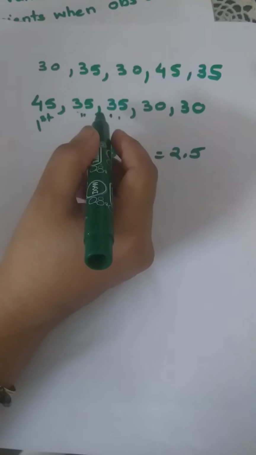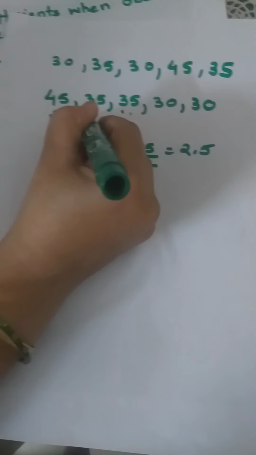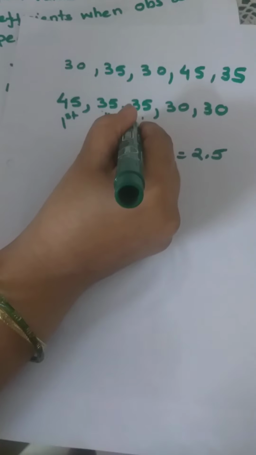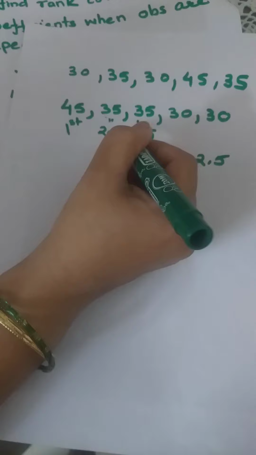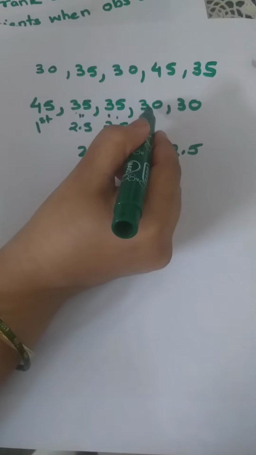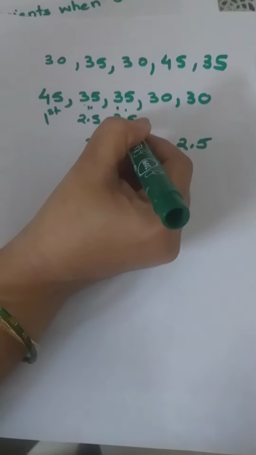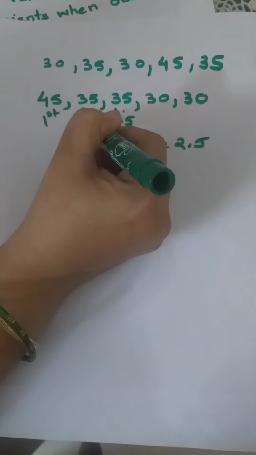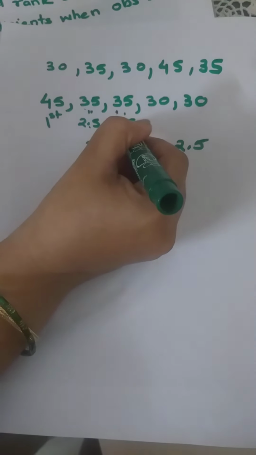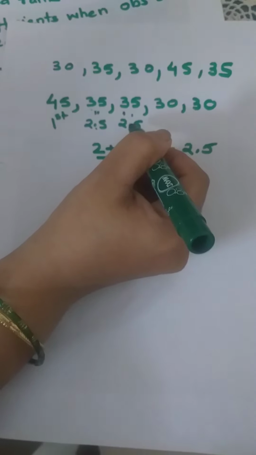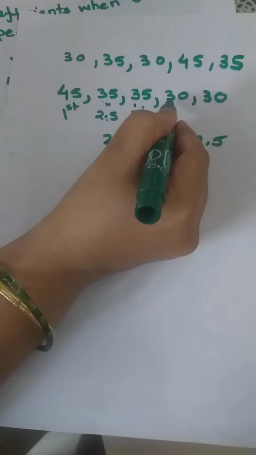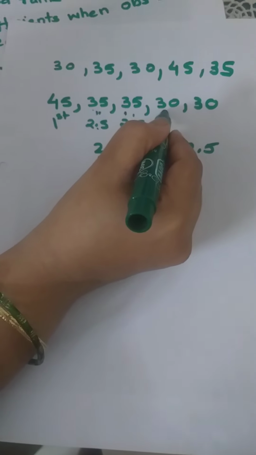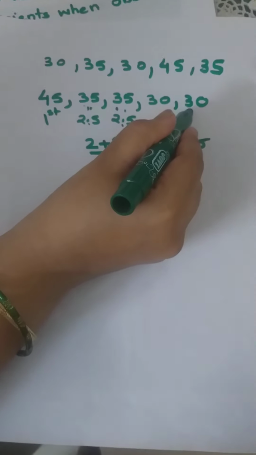So instead of giving the values 2 and 3, we give the values as 2.5 and 2.5. Now when we give the next rank to the last 2 observations, we skip those ranks. So we will not take the rank 3 here, we will directly shift to the 4th rank. Now for the last 2 observations, this is the 4th observation, this is the 5th observation.